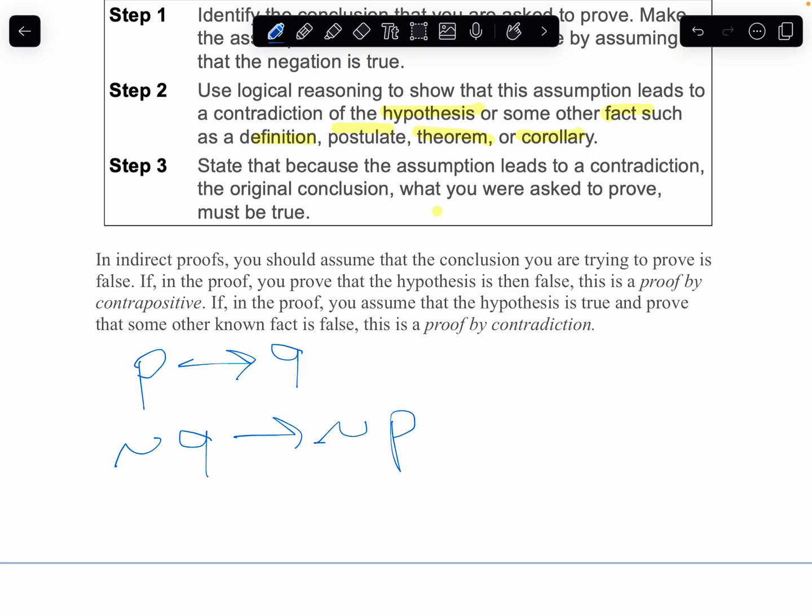And then, because that's true, we're going to say, therefore, let me write that. So, therefore, is our three dots. We're going to say P must be true. Our conclusion must be true. So, Q is true.